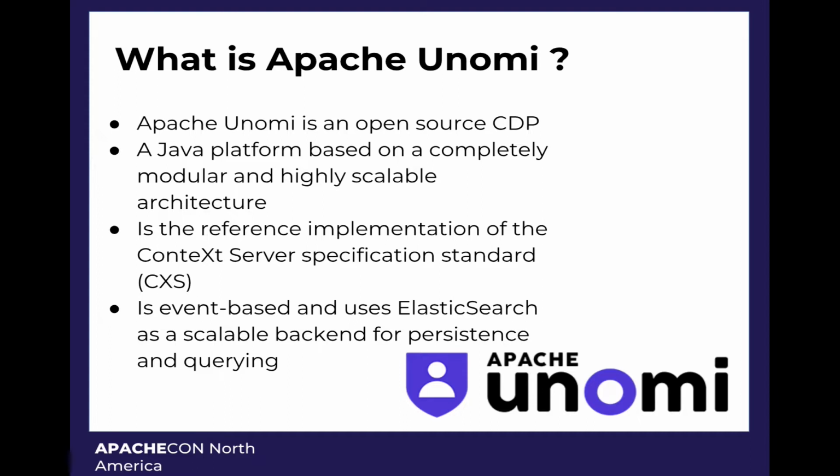It's a Java platform, whereas Piwik is a PHP platform that is completely modular and built on a highly scalable architecture. It's also the reference implementation of a standard called the Oasis context server specification. So we call it CXS in this presentation. And it's basically event-based and uses Elasticsearch as a scalable backend for persistence and querying. If you have any questions, don't hesitate to just ask whenever you want.